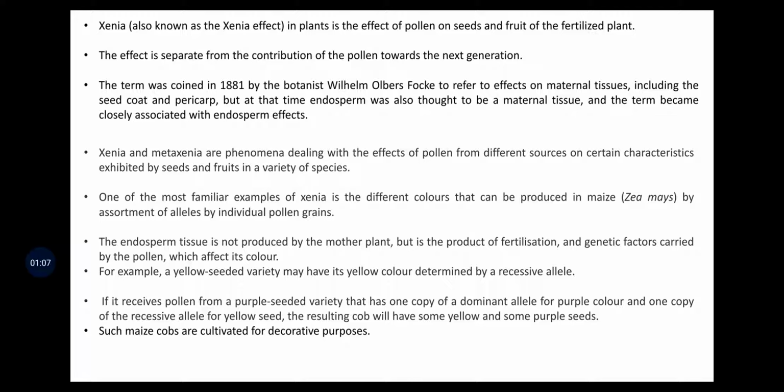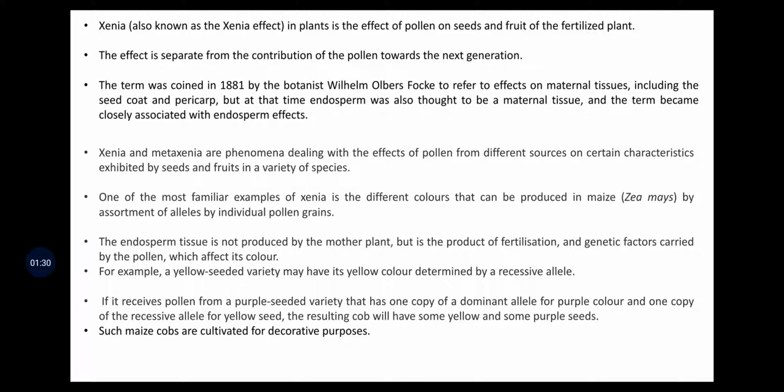Xenia and Metaxenia are the phenomena dealing with the effect of pollen from different sources on certain characteristics exhibited by seeds and fruits in a variety of species. That means Xenia is the effect of pollen on the seed characters and Metaxenia on the fruit characters. Please kindly remember these two things.